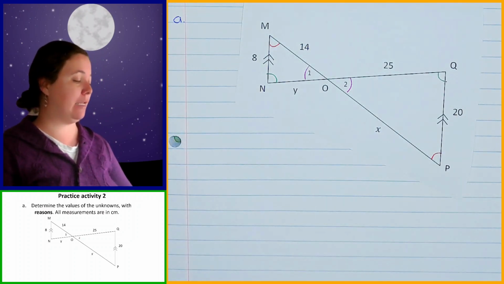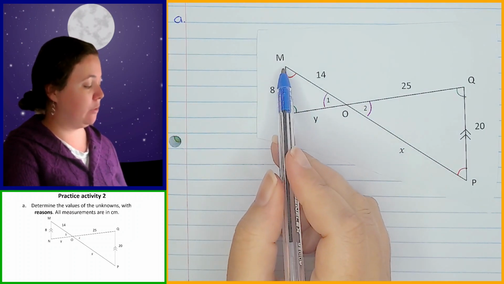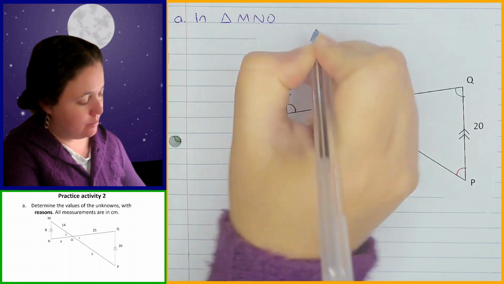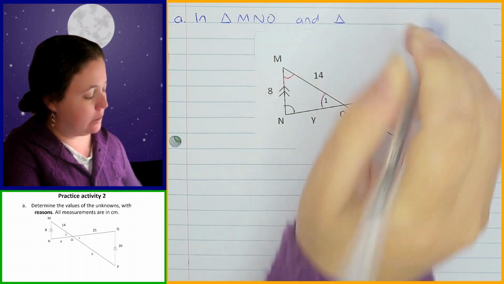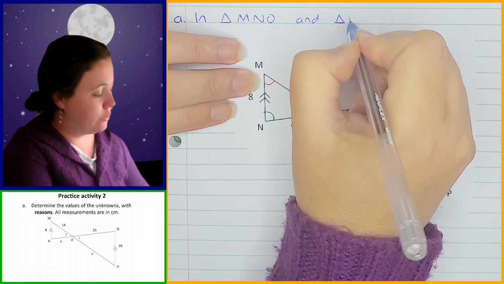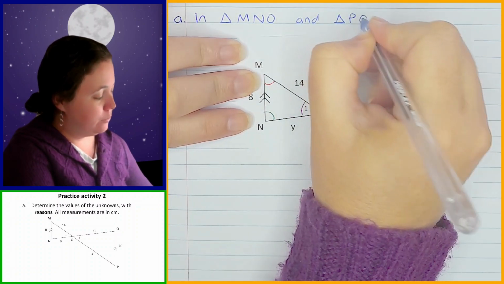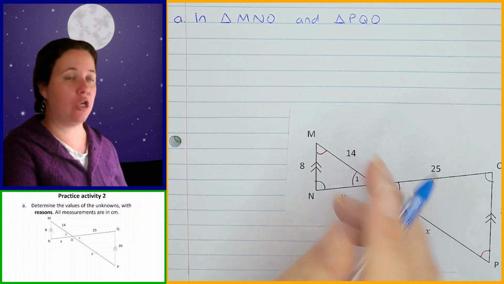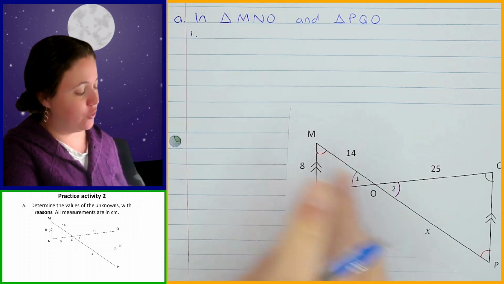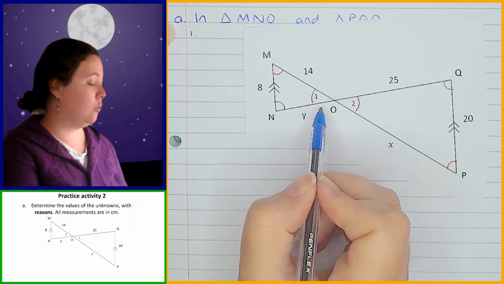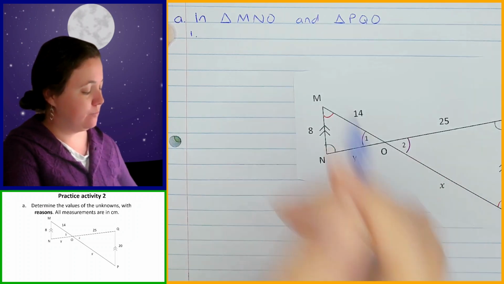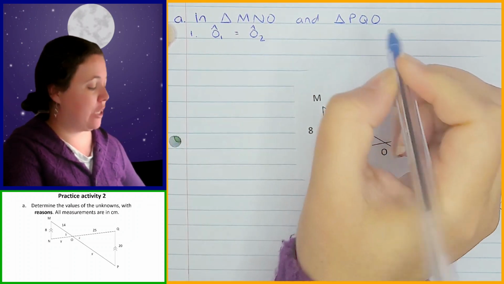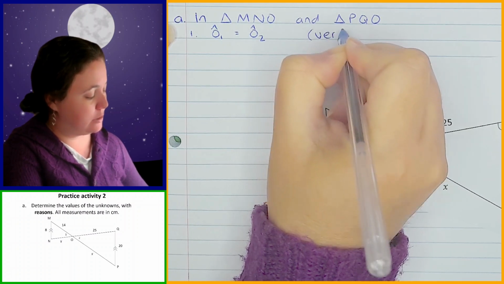Okay, so I'm going to go and start my proof by saying in triangle MNO, and triangle, then over here M matches P, so P goes over here, then N matches Q, and O matches O. Right, so I've got in triangle MNO and triangle PQO. Now I'm going to go and put my first reason where I can say that angle O1 is equal to angle O2, and the reason that I know that they're equal is because they are vertically opposite angles.